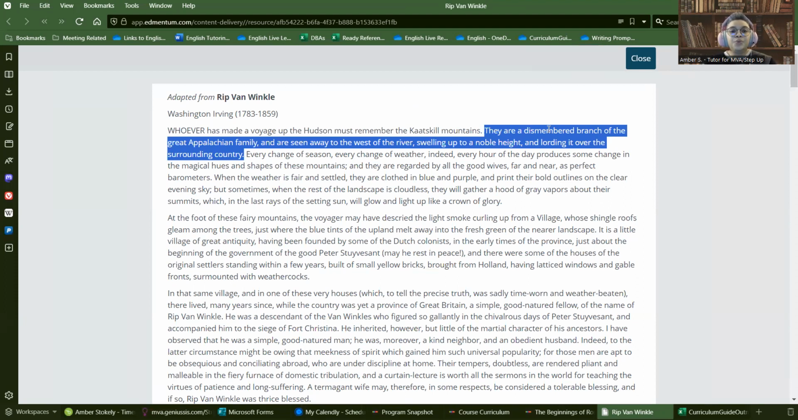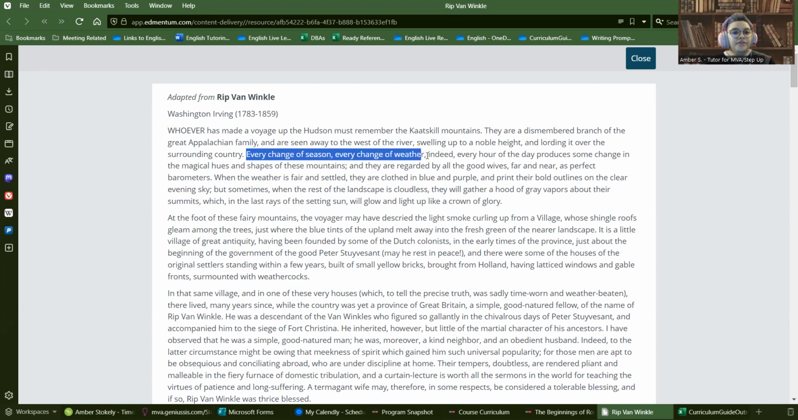And then it says they swell up. Swelling means to get bigger. A noble height. Noble is like royal, regal. It's respectable. It's a high title. So basically, noble height means that they are on the higher side of mountains. And then lording the height that they have over the surrounding country. So basically, you can see the mountains from wherever you are in that countryside.